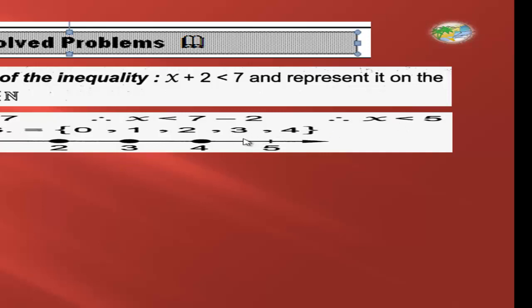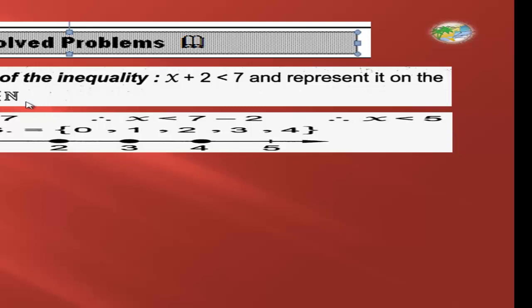What is the difference between inequality and equation? In the inequality we have the solution set between braces, which contains the elements less than 5. In an equation, for example x plus 2 equals 7, we find the value of x. But the inequality has less than, more than, or equal. Then the solution set is the set of numbers less than 5, and x belongs to n.